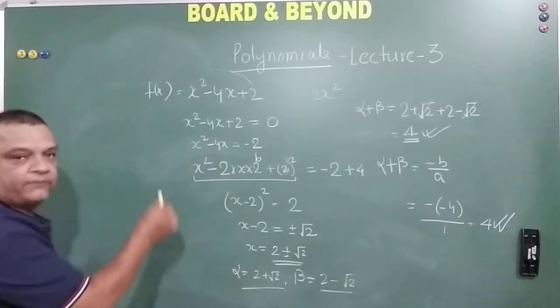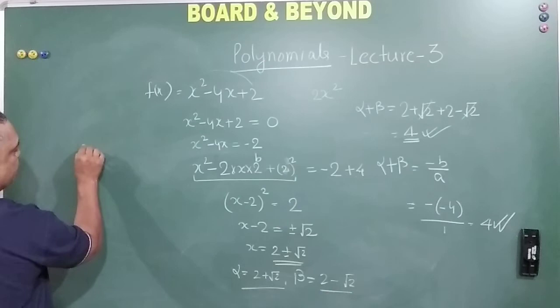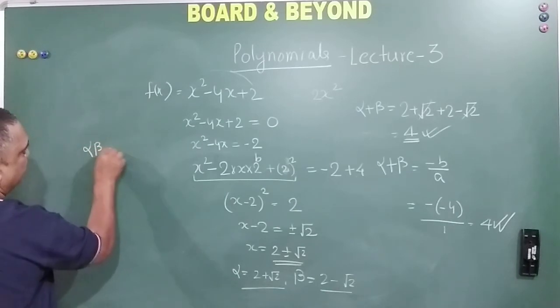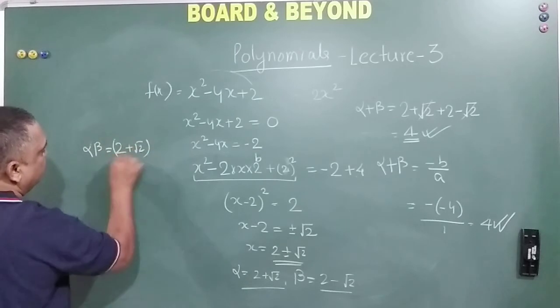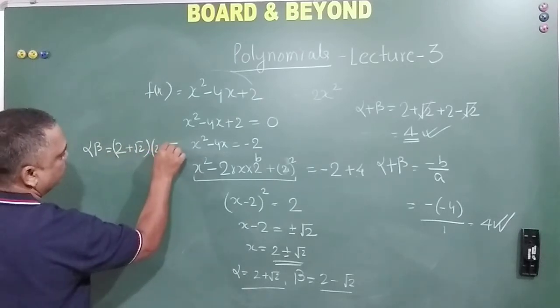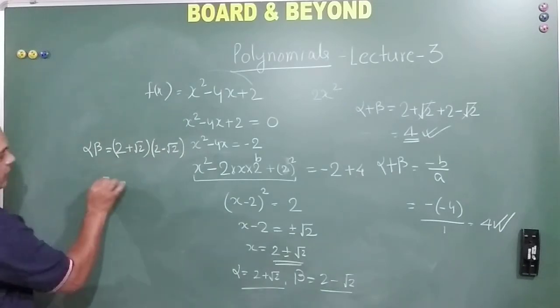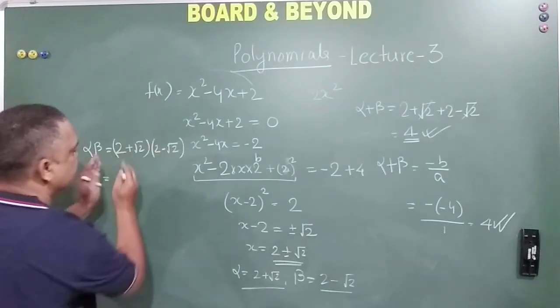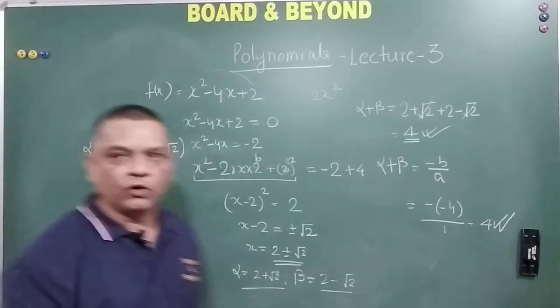Let's do it here, friends. You are able to see. So the product of the roots alpha beta is equal to 2 plus root 2 into 2 minus root 2. You are getting it? Now, what is this? This is of the form a plus b into a minus b. You all are getting this?